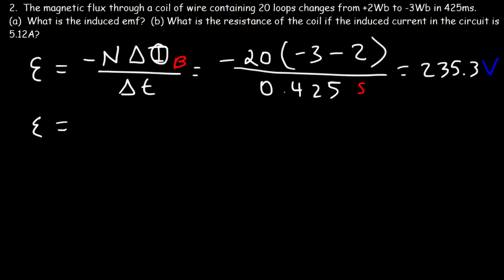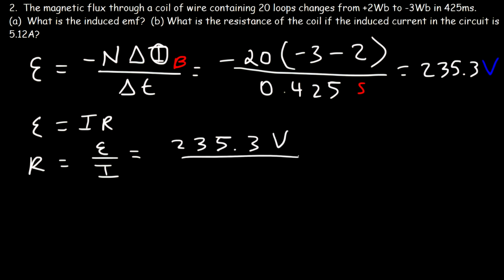Now that we have the induced EMF, we can calculate the resistance of the coil. So E equals I times R, just as V equals I times R. And solving for R is the induced EMF divided by the current. So it's going to be 235.3 volts divided by a current of 5.12 amps. And so the resistance is approximately 46 ohms.